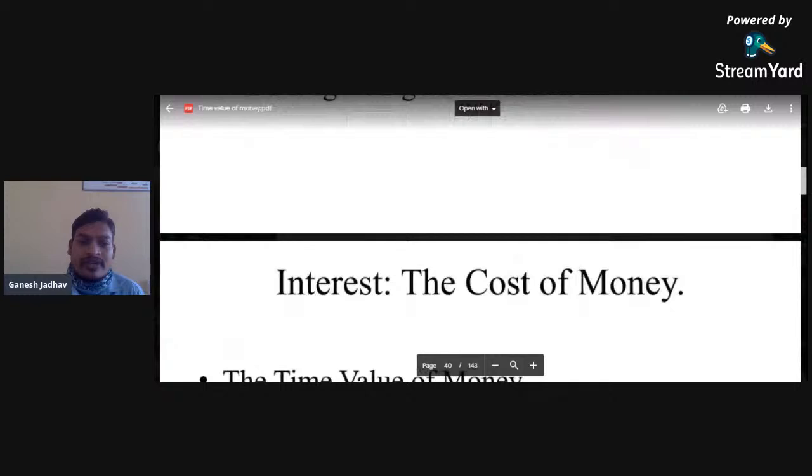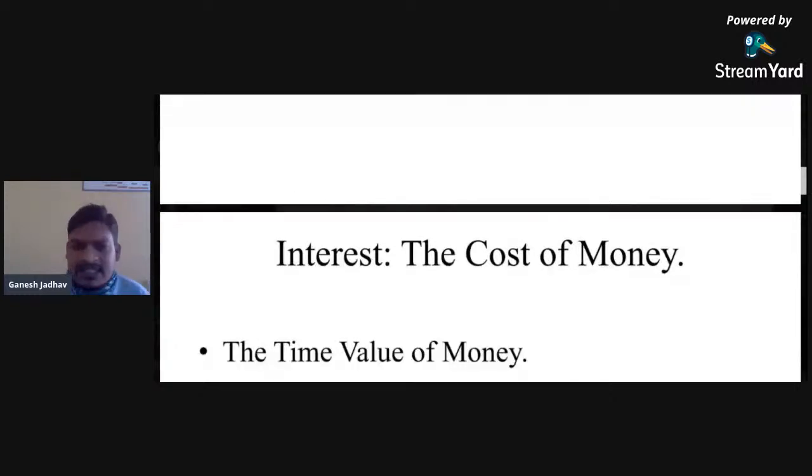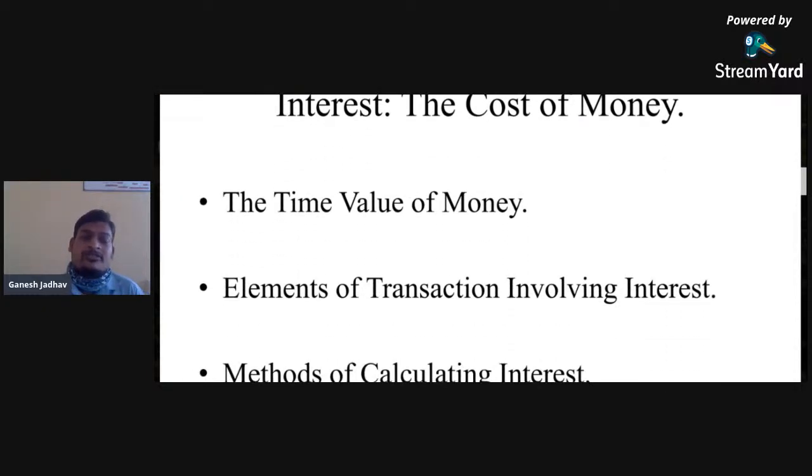Time value, so they can say that the interest. Interest means the cost of the money. As per the time, whether 1 month, 2 months, 3 months, the value is more. So this is the interest of the month. So first one is the time value of money.